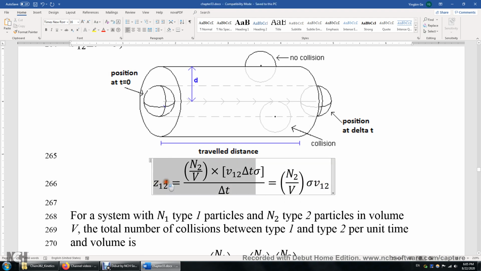So you can see the collisional frequency is proportional to the number density of type 2 molecules. It's proportional to sigma, the collisional cross-section area. It's also proportional to the relative speed. Okay, this is understandable. Over here, if you have more N2 molecules in the same container, of course, there's going to be more collisions. And now over here, if type 1 and type 2 molecules are really big, then of course it's easier to have collisions.